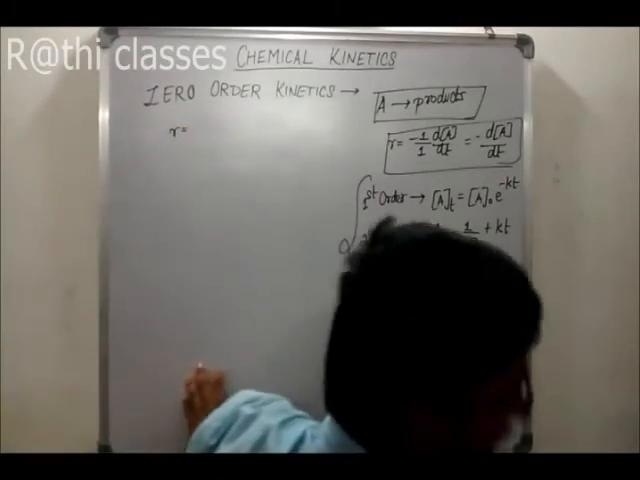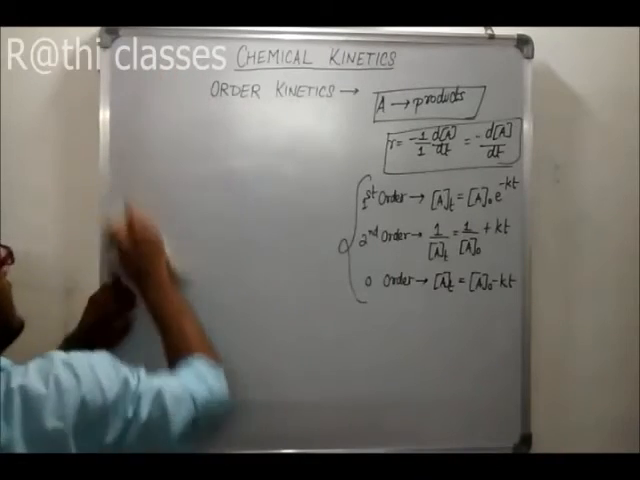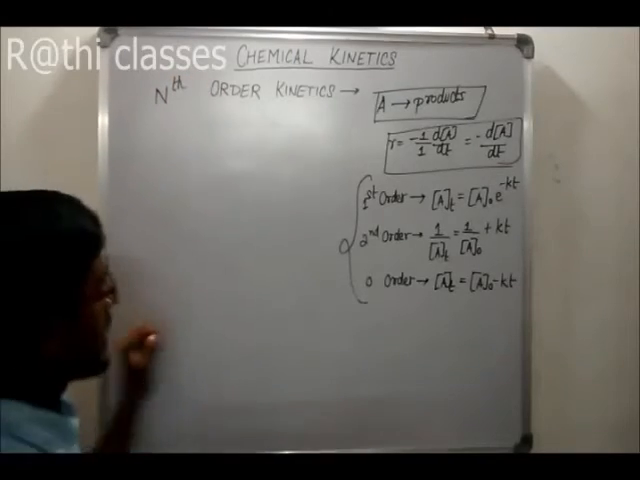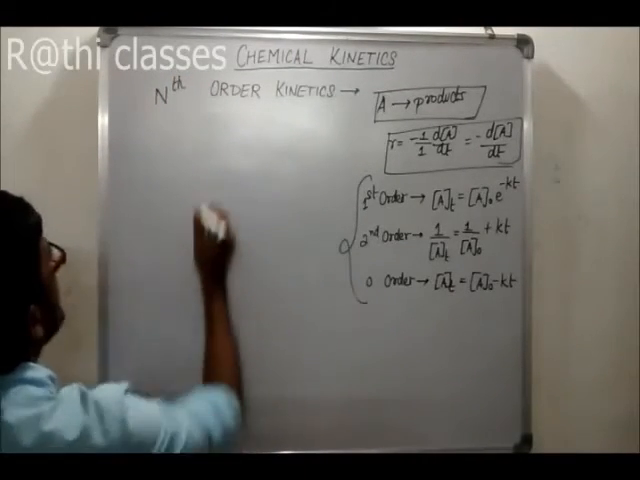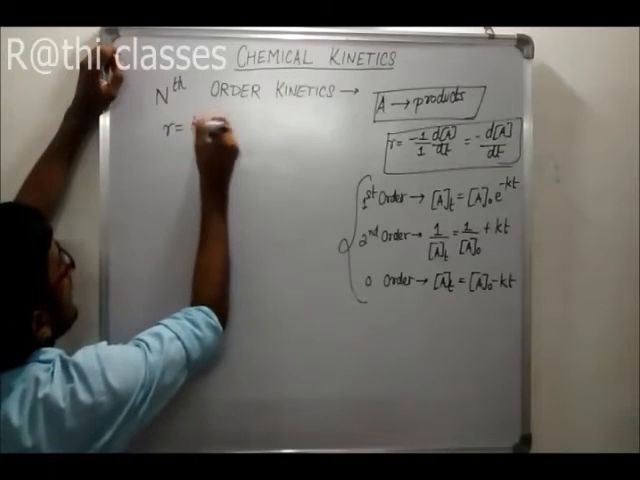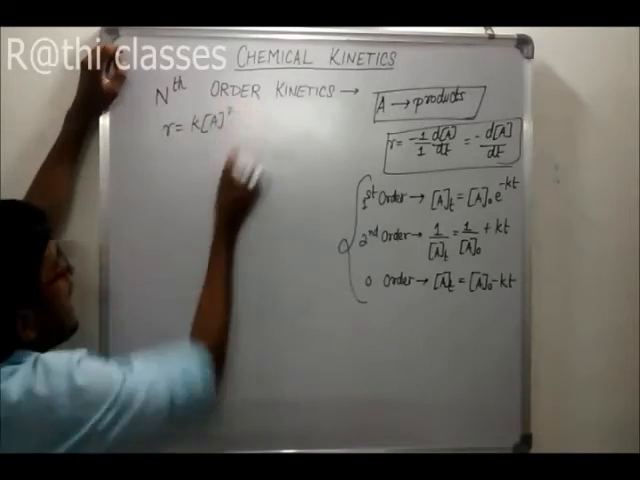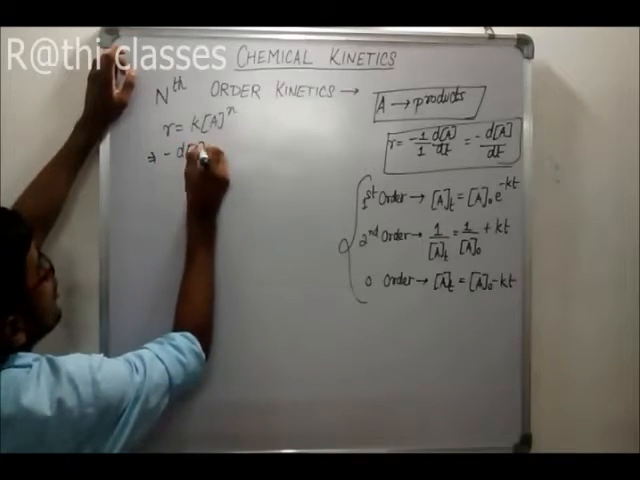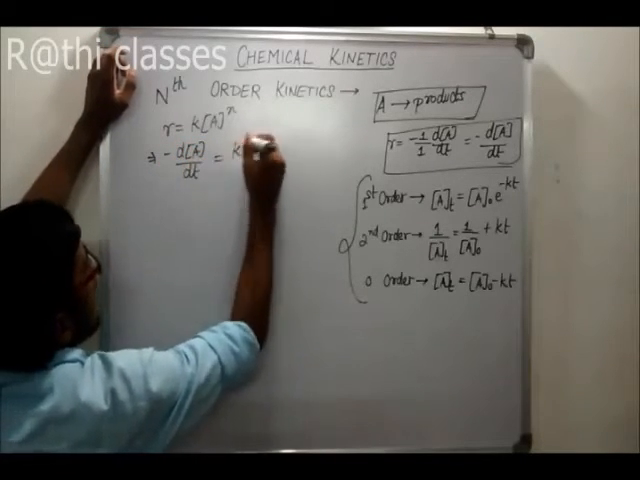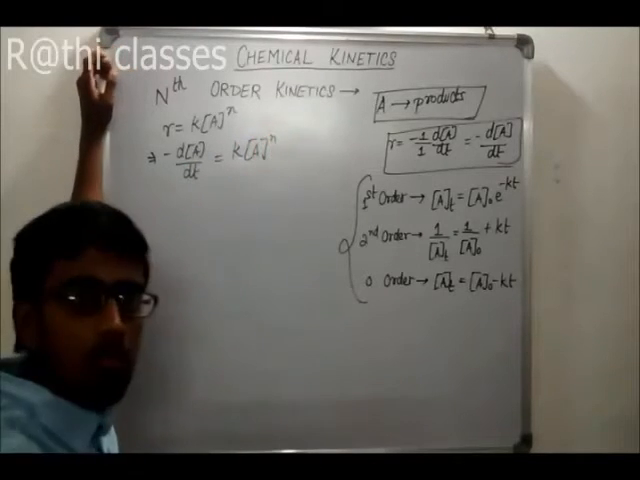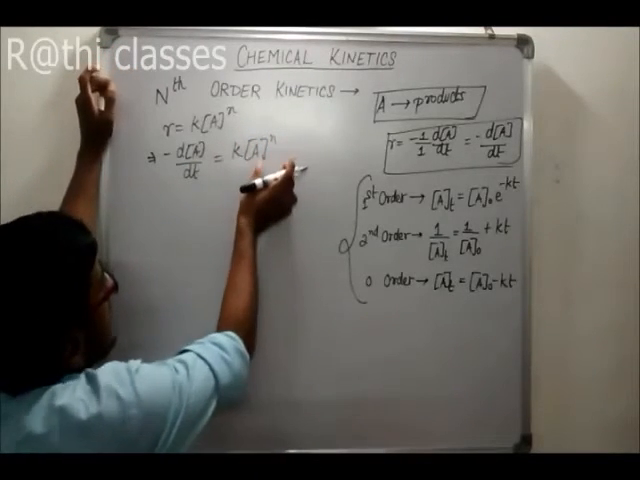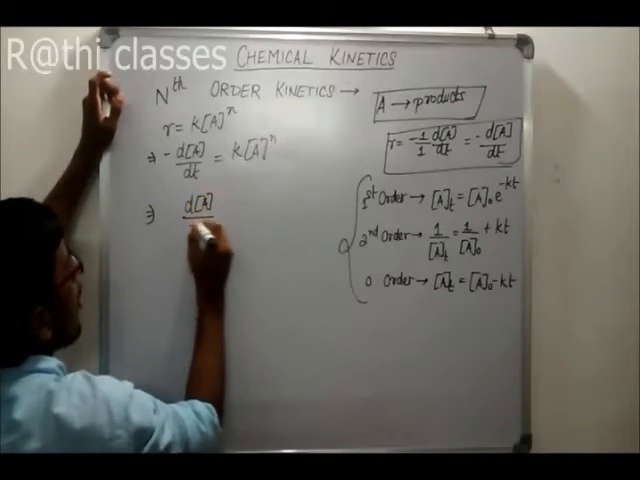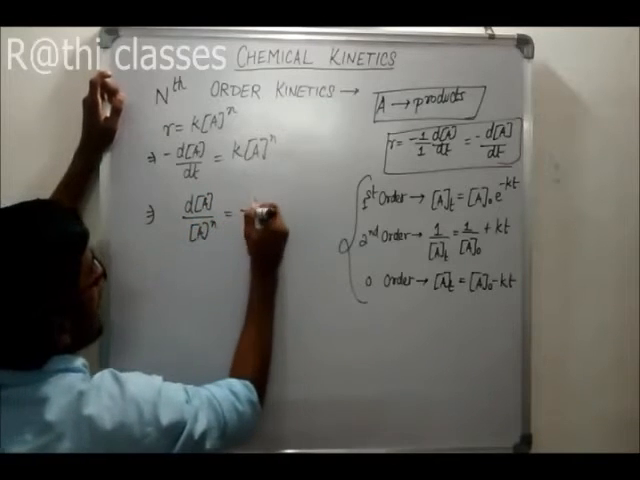Now let's check it for an nth order reaction. Let's see if we can derive these results for an nth order reaction. R is equal to k a to the power n. Proceeding similarly, I can replace R by minus dA by dt is equal to k a to the power n. Bringing this term down, I can write it as dA upon a to the power n is equal to minus k dt.